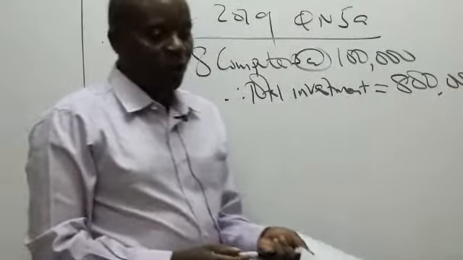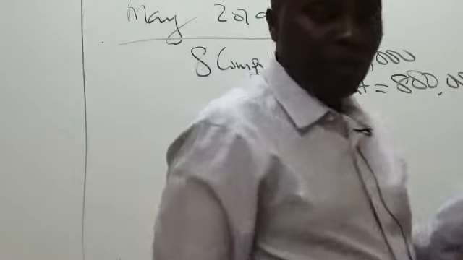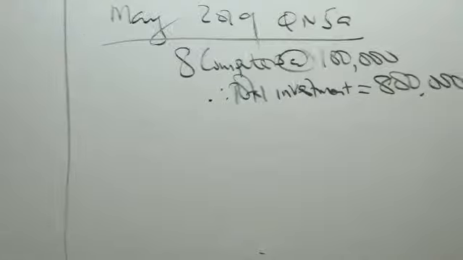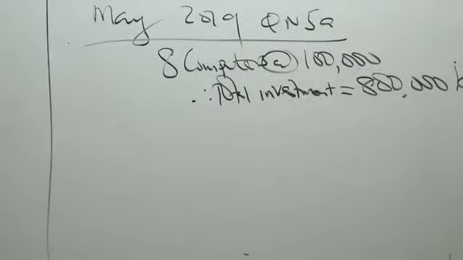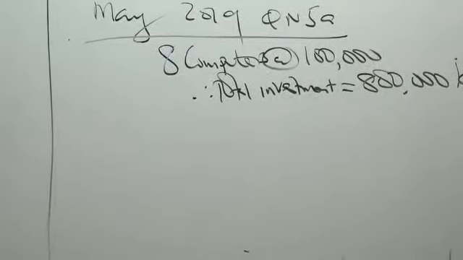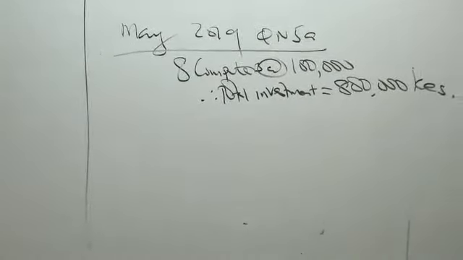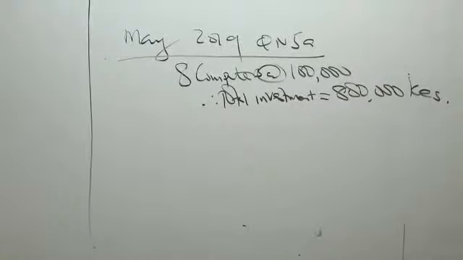Kenya shillings. Page number 6. So Kenya shillings, 800,000. So I'm trying to look at the low-hanging fruits here. Like that investment, not many students were able to get that right. Great. So 800,000 Kenya shillings.